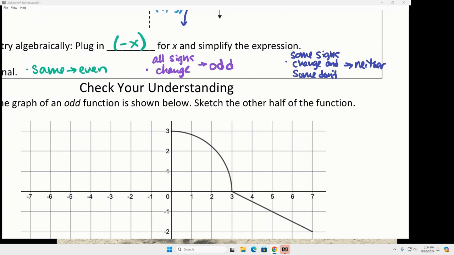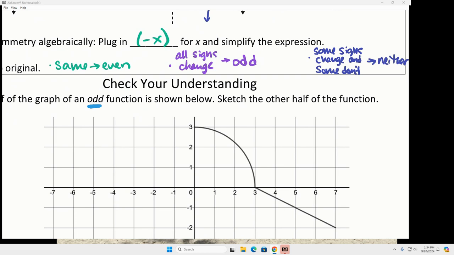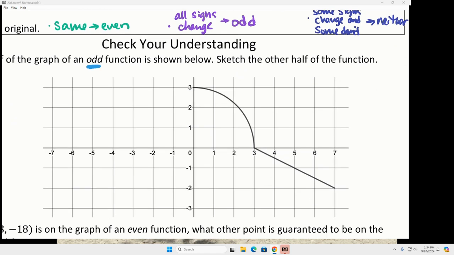All right, so on number 1, we have half of an odd function. So we just have half. They're telling us it's an odd function. We're going to sketch the other half. So I'm going to start with this point right here. What is the ordered pair there? 7, -2. If this is an odd function, what ordered pair should also be on the function for odd? We're going to change them both. So it should be -7, +2.